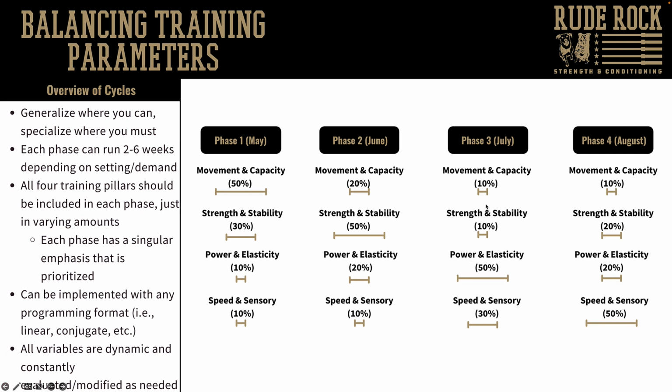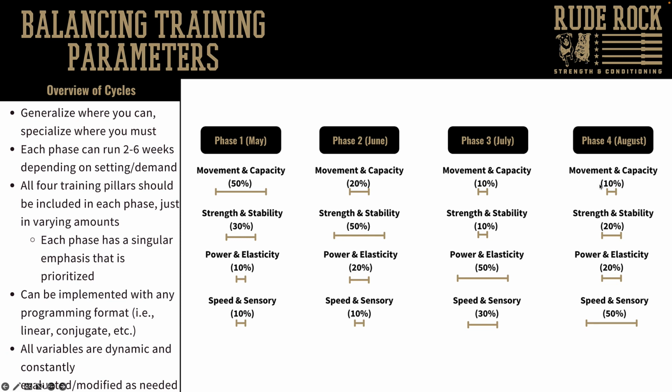Now we come over again into phase 3 or July. Now our predominant work is going to be in our power and elasticity phase. Our second emphasis is going to start to become more the speed and sensory. And then again, even though it's not a priority, still keeping some movement, capacity, strength, and stability work in there.